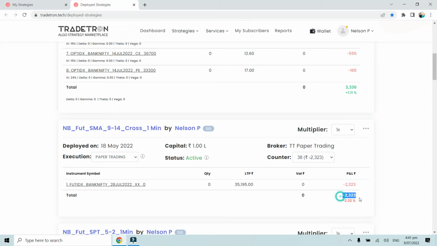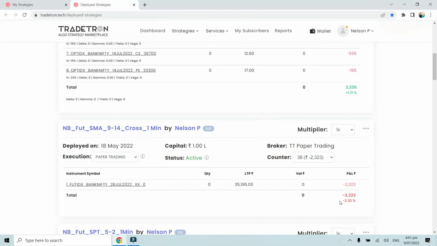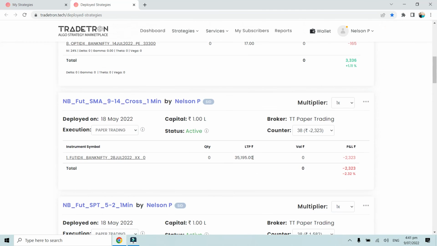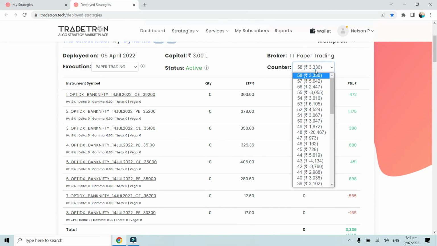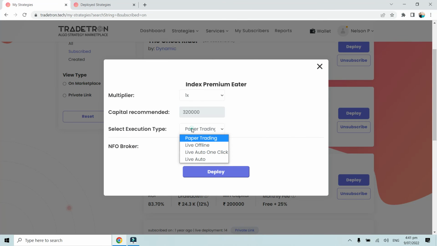For example, this strategy yesterday, that is 8th of July, took certain trades and generated a loss of say 2,300. But this is not my actual loss. This is just a paper trading loss, so that I can analyze how the strategy is performing. Once I have paper traded a strategy for maybe a few weeks, and I see the profit and loss on a daily basis, and once I'm comfortable, then I can deploy this strategy in my broking account. So this is how paper trading and virtual trading works.